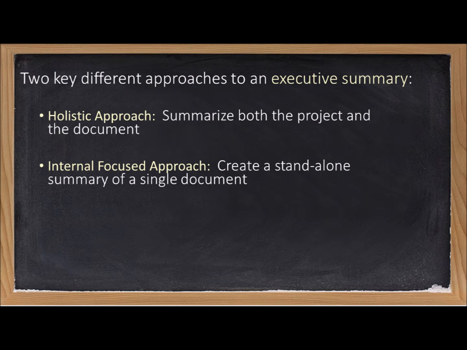So we've all encountered the concept of an executive summary before. Now let's find out how it is used within the project management environment. There are two basic approaches to an executive summary. We will briefly look at both of them. There is a holistic approach that tries to summarize not only the current document, but also includes background context to everything that has led to this document. And there is a standalone internal focused approach that essentially summarizes the document itself without taking into consideration the project status or related documents. Let's first look at the holistic approach.